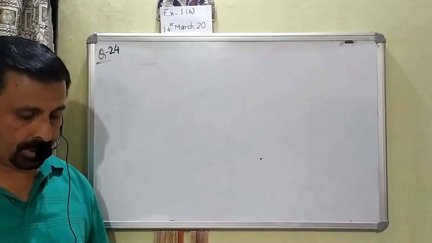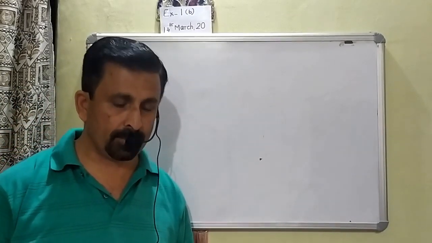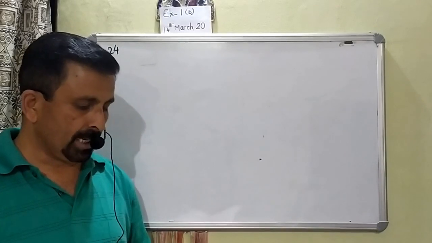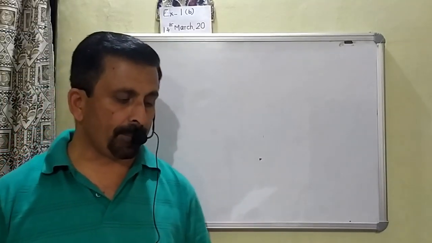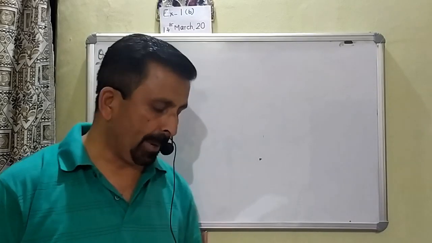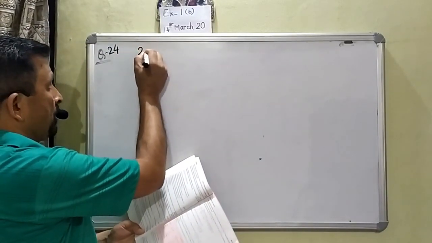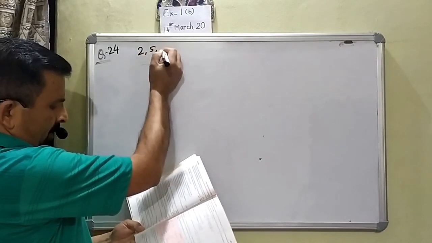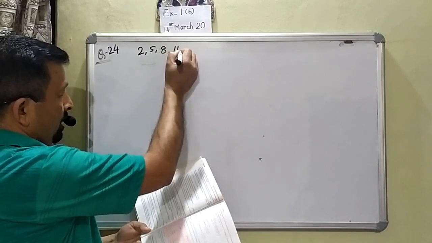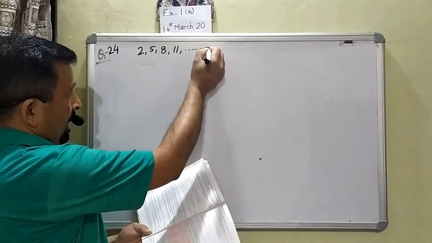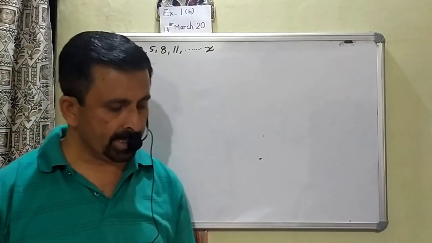Now we are going to start the last question of this exercise, question 24. This will be the last question of this exercise. The question is, the AP is given. The AP is 2, 5, 8, 11, and so on. And the last term of this AP is given as x.